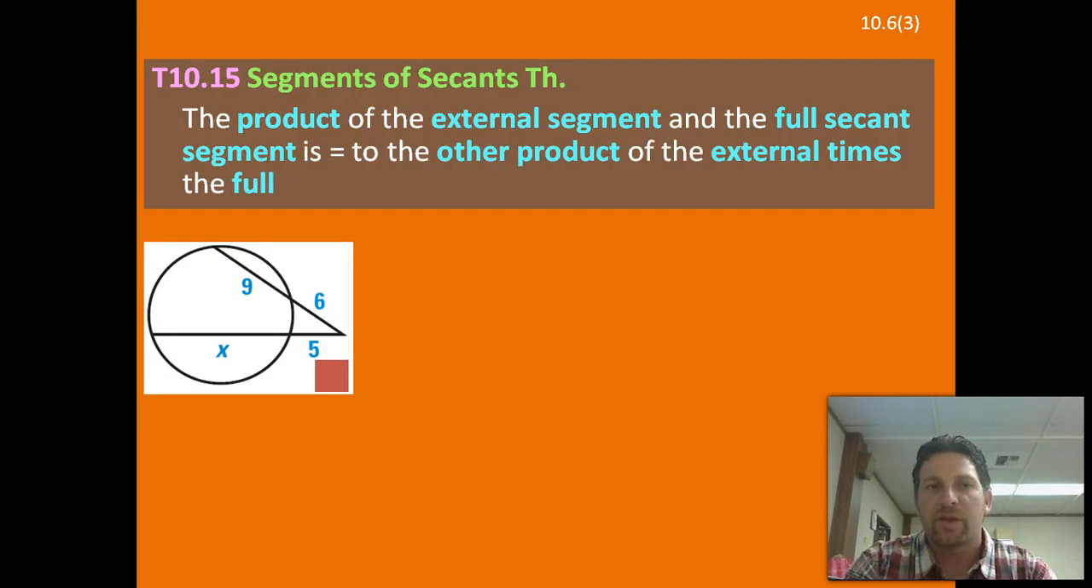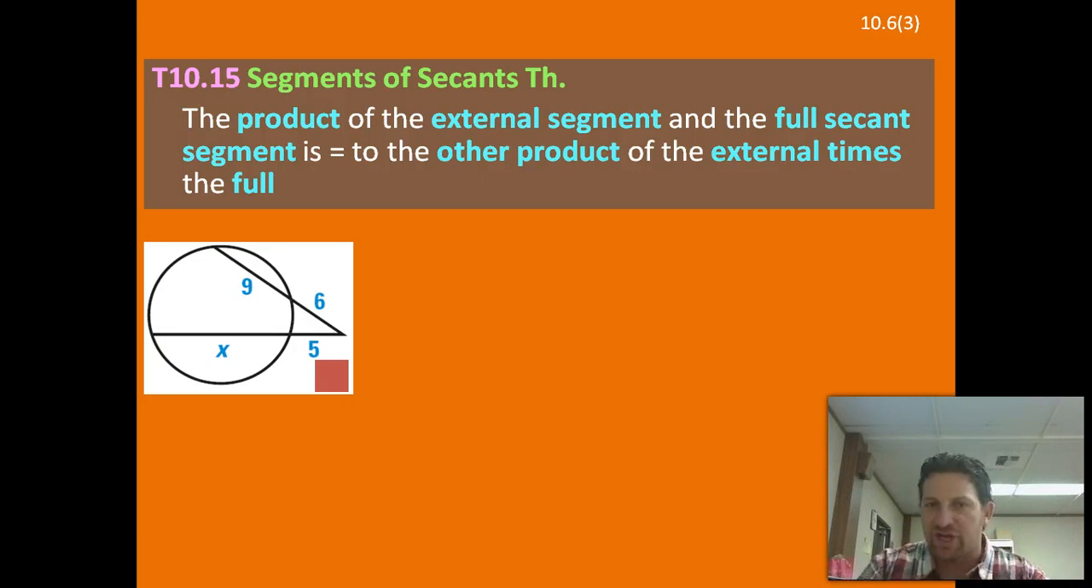Now, theorem 10.15 is the segments of secants theorem. The last one dealt with chords, and this next one deals with secants. Basically this one says that the product of the external segment and the full secant segment is equal to the other product of the external times the full. So what does all that mean?